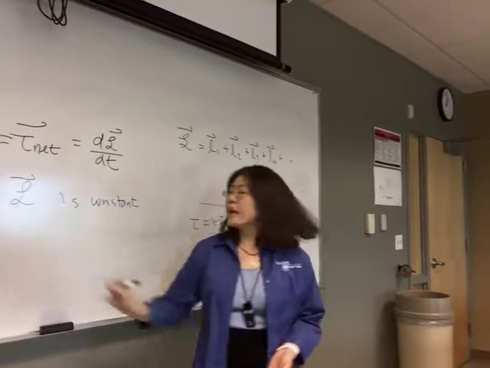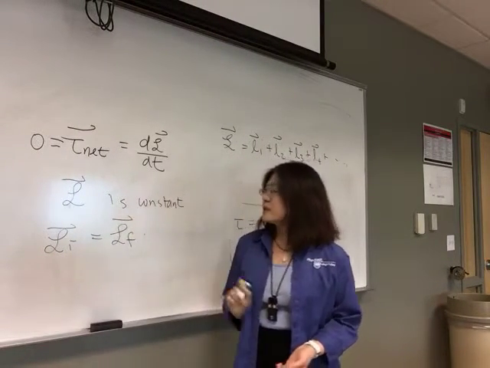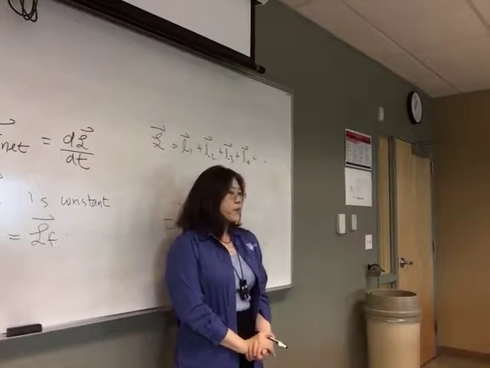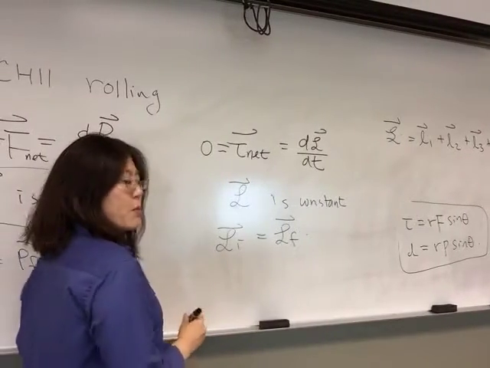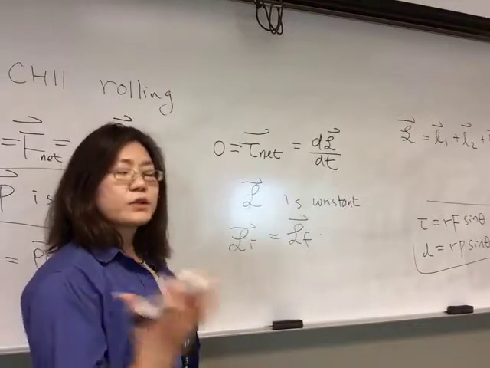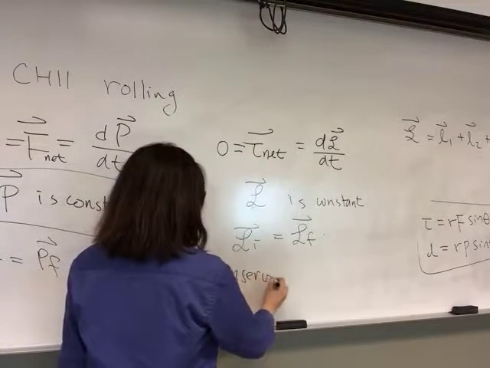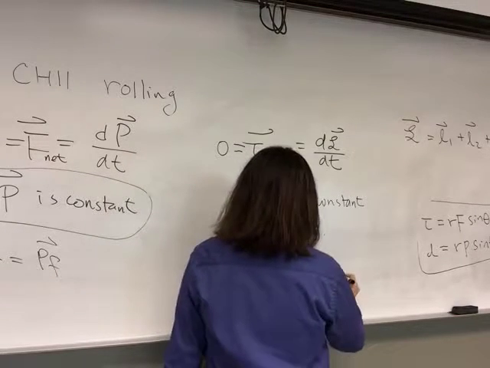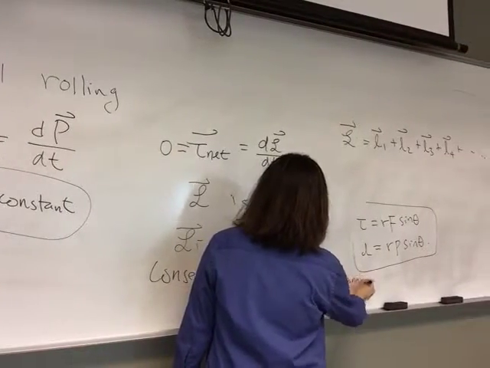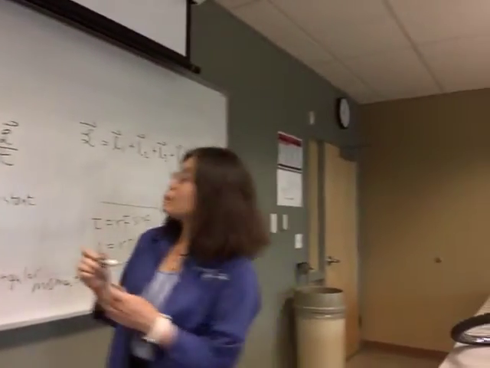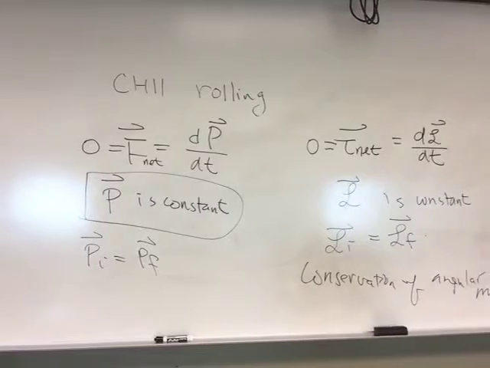If it's a constant, it means that the initial angular momentum and the final angular momentum have to be equal to each other. This is what we call the conservation of angular momentum, which is very powerful, and you'll find that there are a lot of applications of the conservation of angular momentum. In fact, I'm going to show you one that demonstrates the conservation of angular momentum.